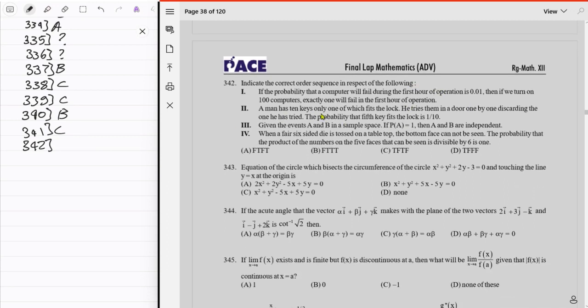Okay, a man has 10 keys, only one of which fits the lock. He tries them in a door one by one, discarding the one he has tried. The probability that the fifth key fits the lock is 1 upon 10. 10 keys है एक इस instance में, he tries them one by one, discarding the ones he has tried. The probability that the fifth key, so कोई ना कोई एक उनमें से कोई ना कोई fit होने ही वाली है, right?